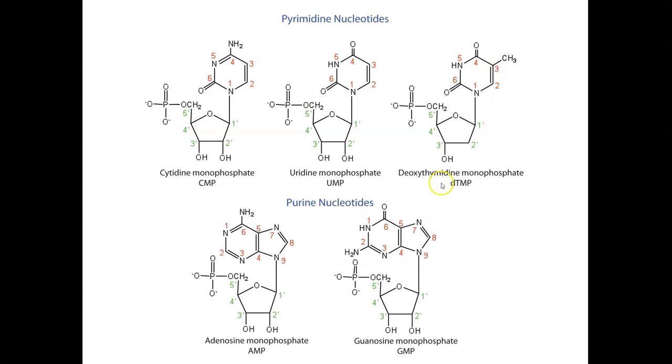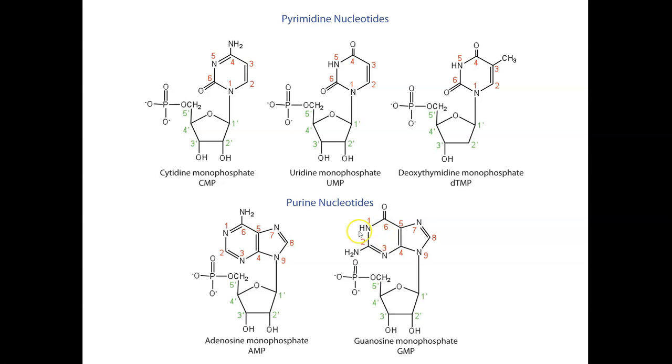Going down to the purines, we have adenosine monophosphate and guanosine monophosphate. And here we have the difference between the 1 and the 6, right? We have an amine versus a carbonyl group. We have another amine coming off the 2 carbon where we don't have that on the adenosine. So these changes are going to make differences between the different nucleotides and how they interact with each other. So we'll look at that in a moment.